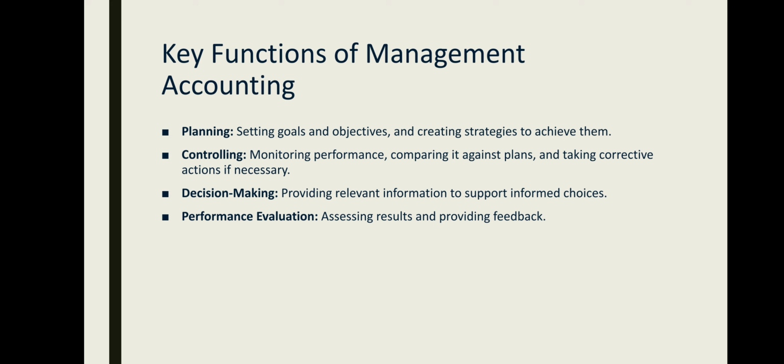The third one is decision making. What is decision making? When an organization has many options and has to choose one from them, choosing the best alternative is called decision making. Decision making includes providing relevant information to support informed choices.